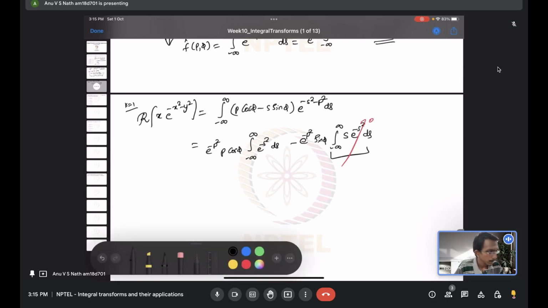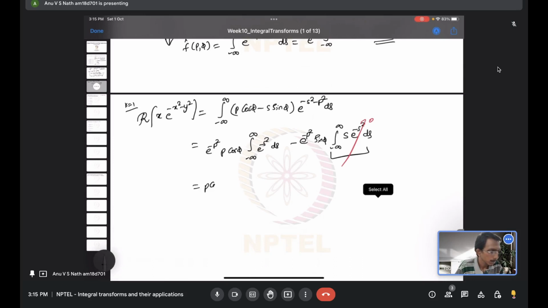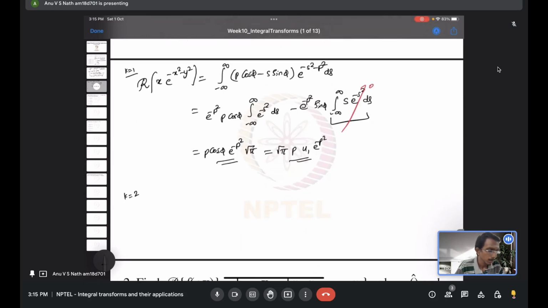The remaining integral is just p cos phi exponential of minus p square times the Gaussian integral, which is square root of pi. So we can also write it as root pi times p times cos phi, the direction cosine u1, times e raised to minus p square. Similarly for k equal to 2, we evaluate the Radon transform where xk is now y, so it's y times exponential of minus x square minus y square. You will get a similar expression, but cos phi will be replaced with sin phi.